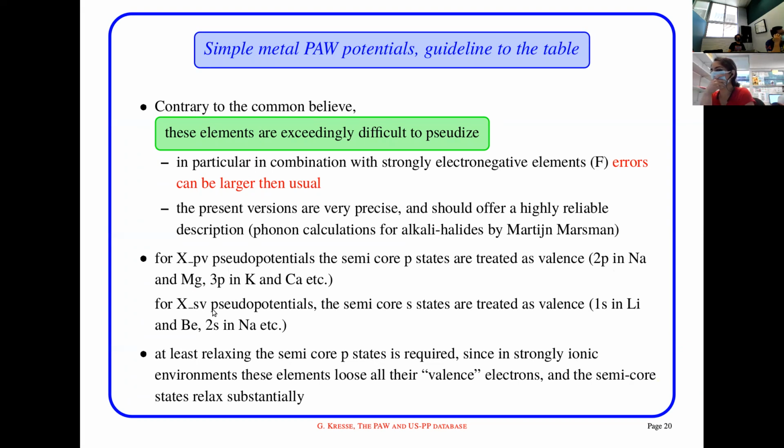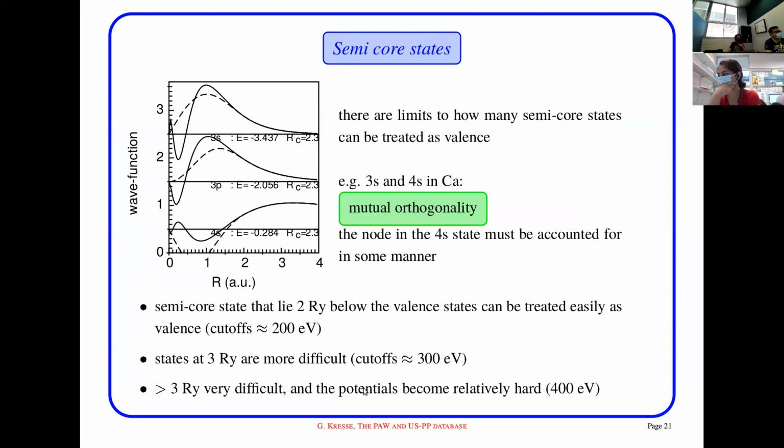For XSV, so lithium SV pseudo potential, the semi-core states are treated as valence. So in the case of lithium, also the 2 electrons in the first s orbital. Okay, and then the very last things.